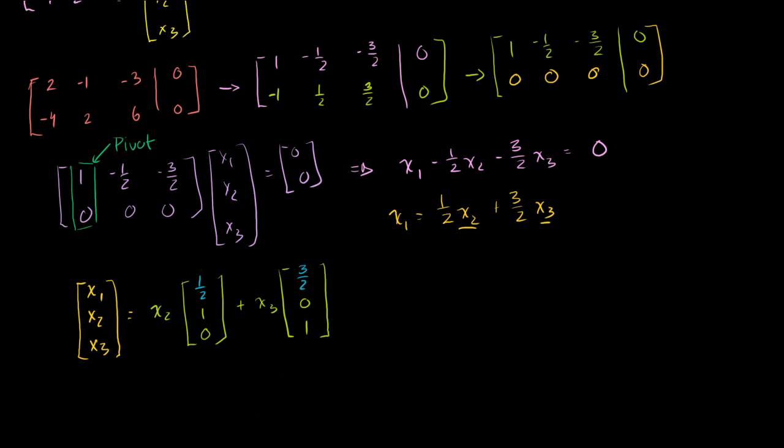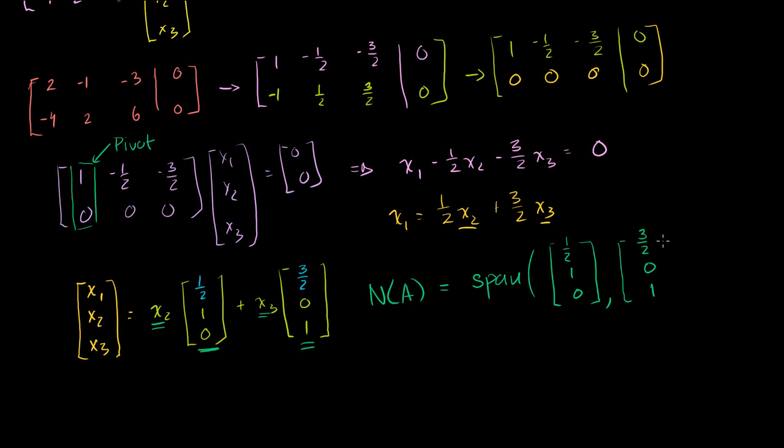So our null space, these can be any real numbers right here. They're free variables. So our null space is essentially all of the linear combinations of this guy and that guy. Or another way to write it, the null space of A is equal to the span, which is the same thing as all of the linear combinations, of 1/2, 1, 0. Notice these are vectors in R3, and that makes sense because the null space is going to be a set of vectors in R3. So it's the span of that and that right there. So 3/2, 0, and 1.